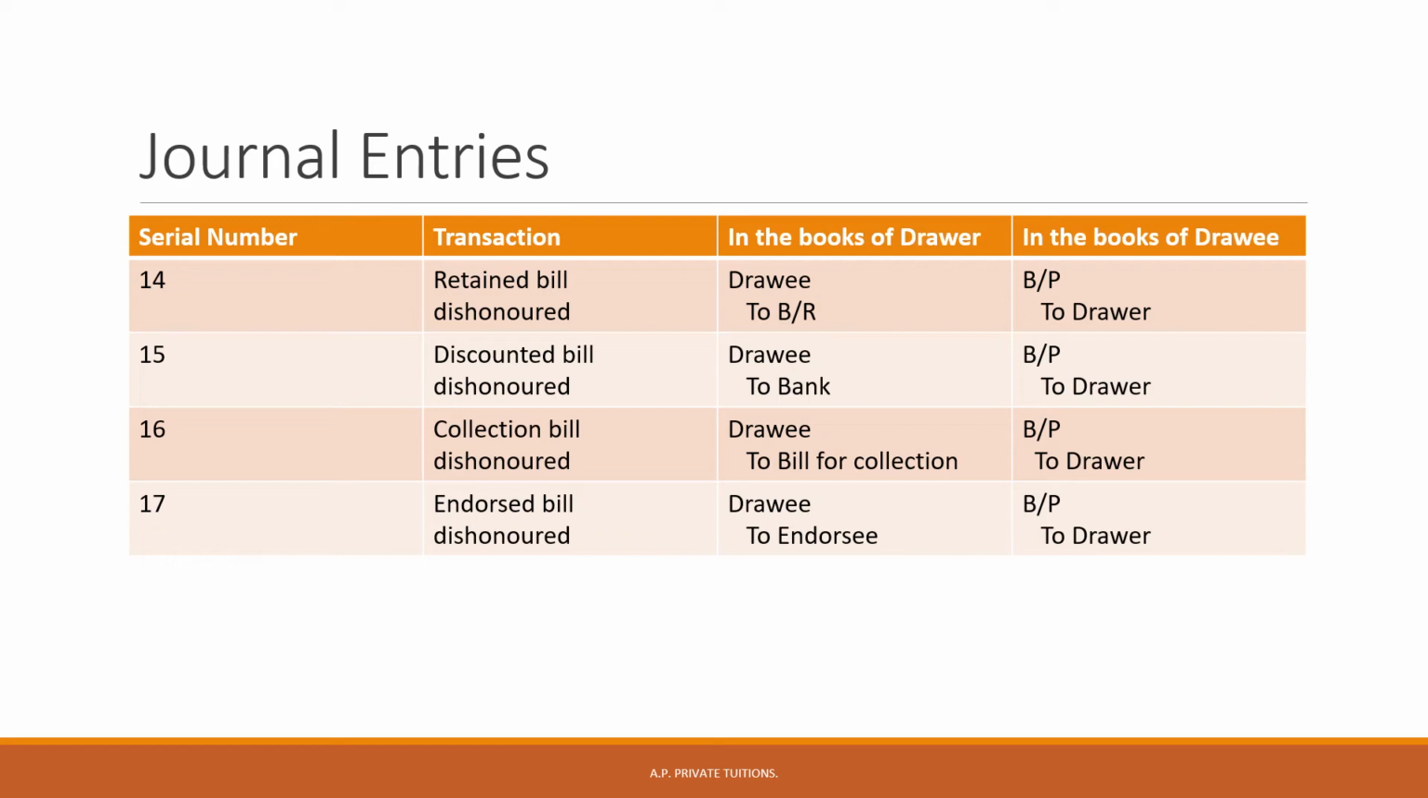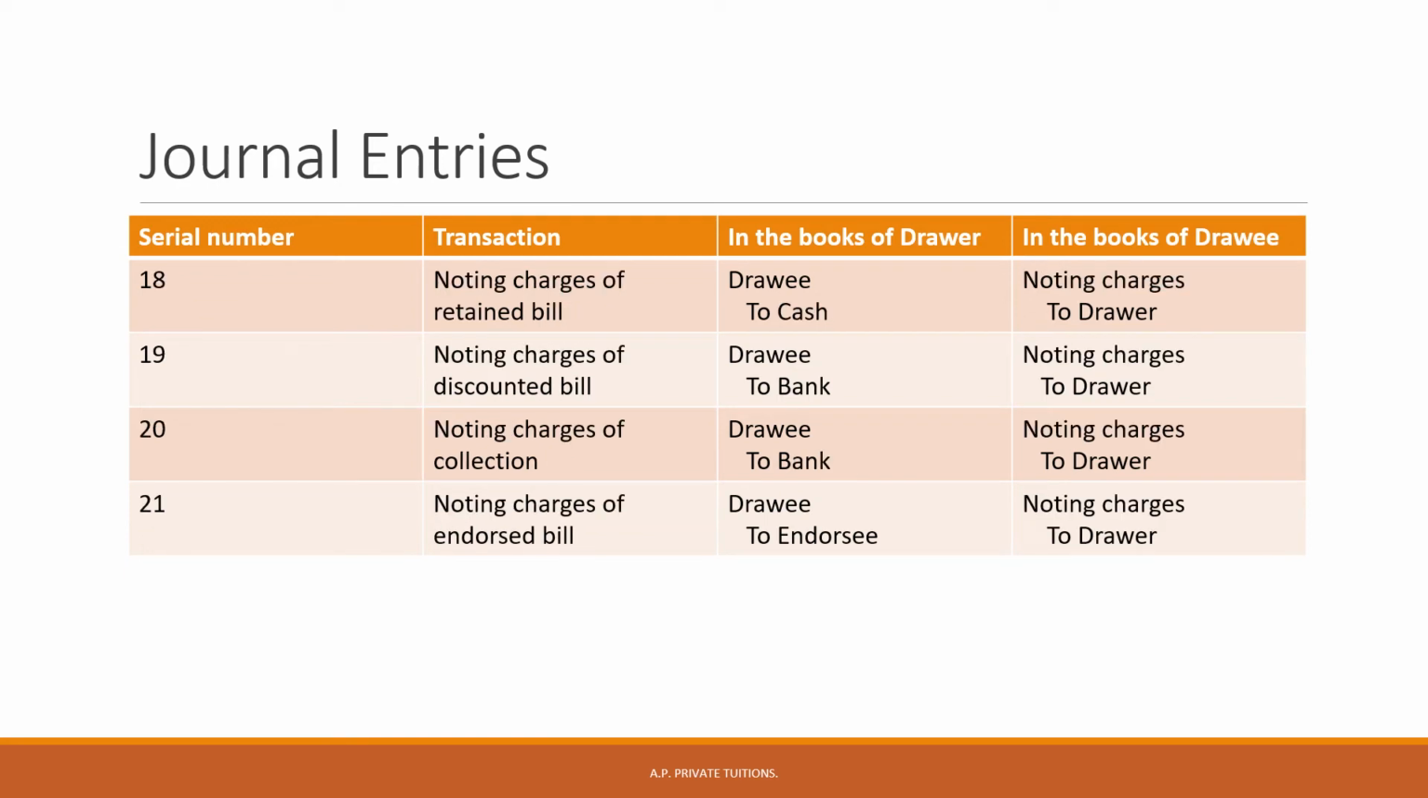In the books of the drawer, the drawee's account is always debited at the time of dishonor, because the drawee becomes the debtor of the drawer again. We say that in case of dishonor of a bill, the drawee again becomes the debtor of the drawer. So drawee debit in all four cases. If it is a retained bill, to bills receivable. Discounted bill, to bank. Collection bill, to bill for collection. Endorsed bill, to endorsee. Fine.